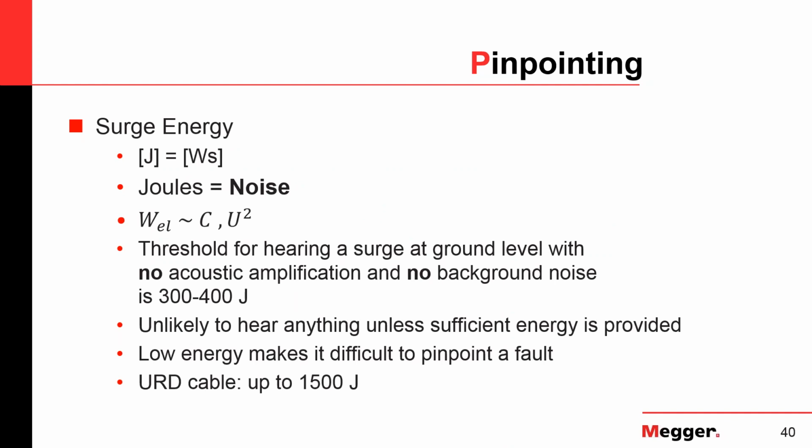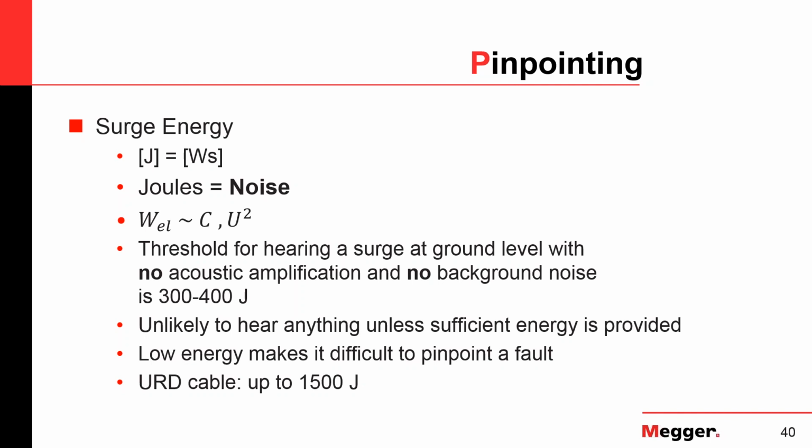So why is that? Well, energy is measured in joules, and that is watt seconds, and joules equal noise. The threshold for actually hearing a surge in the ground is typically 300 to 400 joules, and it is very unlikely that you will pick up anything if you have insufficient levels of energy. And a typical value for URD cables, you would be doing very well if your thumper has 1,000 or 1,500 joules.